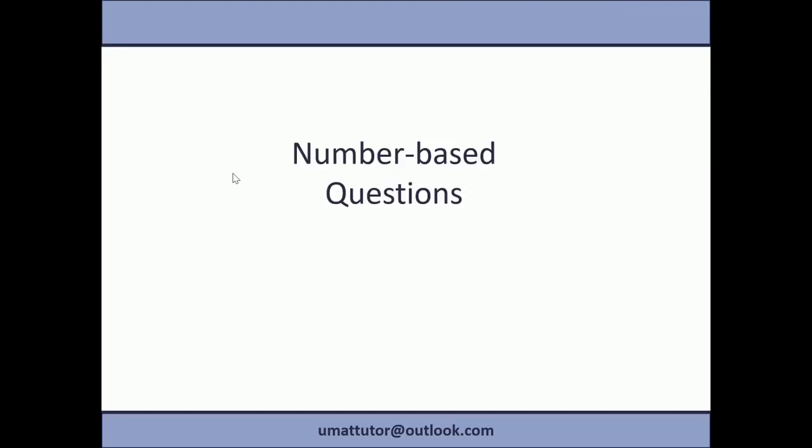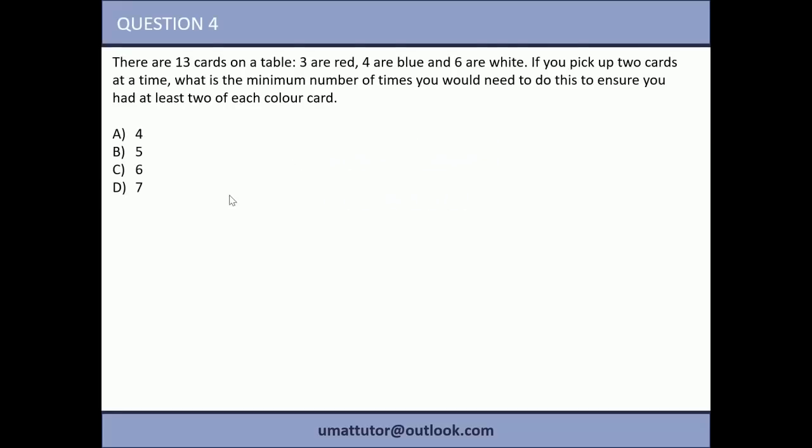We'll do some number-based questions now. So have a look at this one for a minute. There are 13 cards on a table, 3 red, 4 blue and 6 white. If you pick up 2 cards at a time, what is the minimum number of times you would need to do this to ensure you had at least 2 of each color card? So in other words, what's the minimum number of pairs you'd have to pick up to ensure you had 2 of each color card?